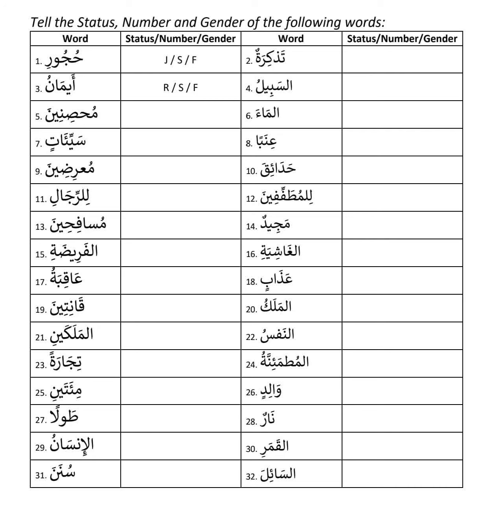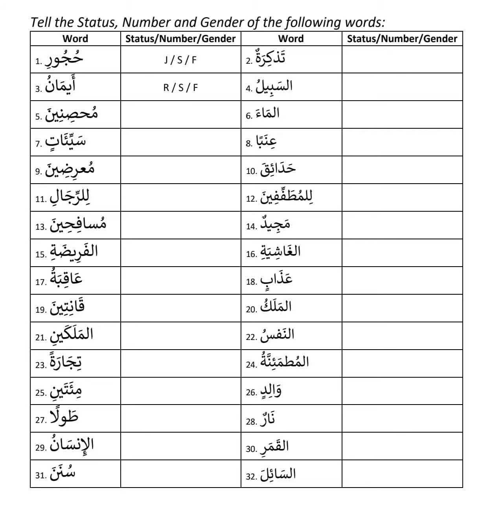Ghashiyati, you can also use the same. Akibatu, you can use the Muslim feminine chart. Adabin is punishment. I will give you the translation, you find the meaning. Qanitina, that is also easy. Al Malaku, that is also easy. Malaku is one angel, so you can figure it out. If you know the meaning, you should be able to figure it out.